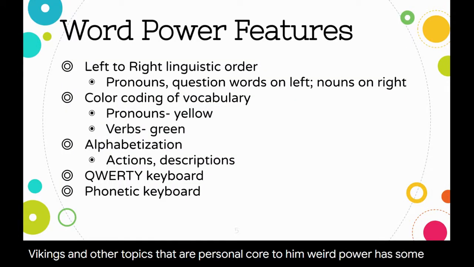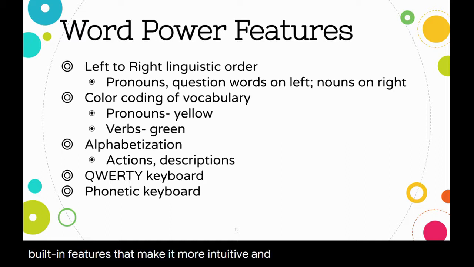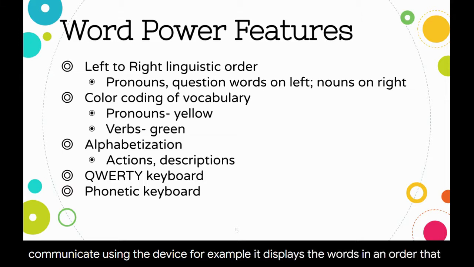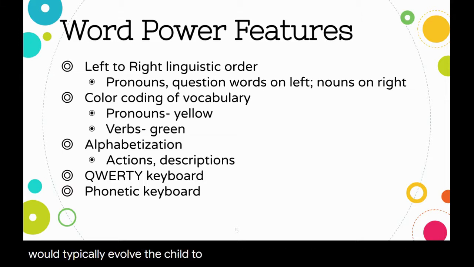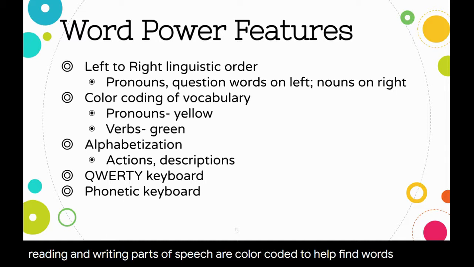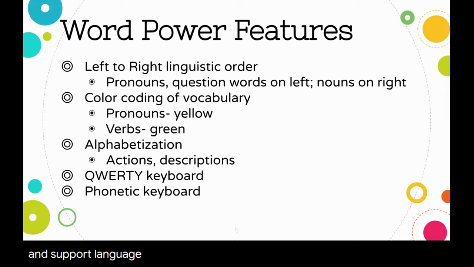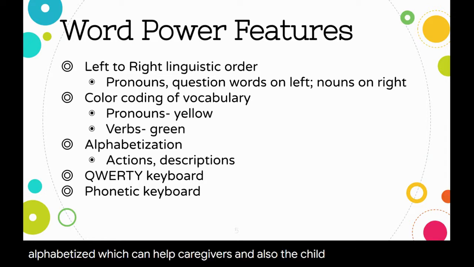WordPower has some built-in features that make it more intuitive and efficient for students to communicate using the device. For example, it displays the words in an order that would typically allow the child to build their sentence from left to right, just like reading and writing. Parts of speech are color-coded to help find words easier and support language building as the child gets older. Some pages are alphabetized, which can help caregivers and also the child as they get older.